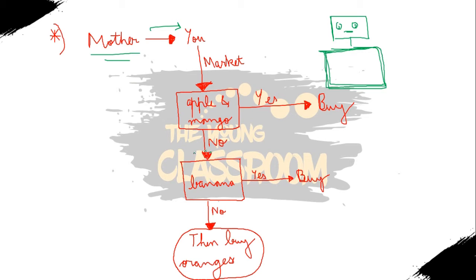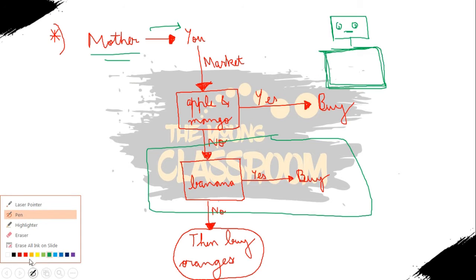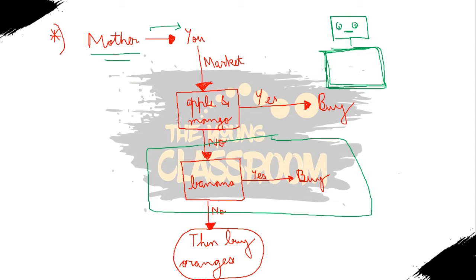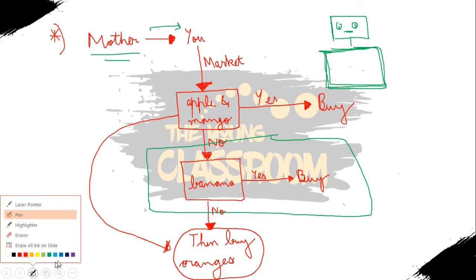For now, just forget this box. I'll give an arrow so that it is convenient. Just imagine that after this box I have this one. Now what the instruction says is that my mother told me that if they have apple as well as mango, then buy it. If not, if the shopkeeper doesn't have apple or mango, then simply buy oranges. Now I'll program my robot accordingly.